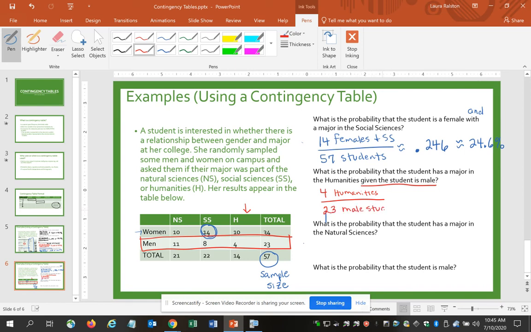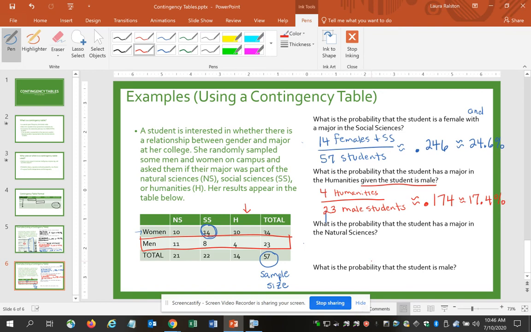Remember, you don't use the grand total here because you only are considering the males. It's kind of like you're ignoring the women. So you have 4 divided by the 23 male students. So 4 divided by 23 would be approximately 0.174 or 17.4%.